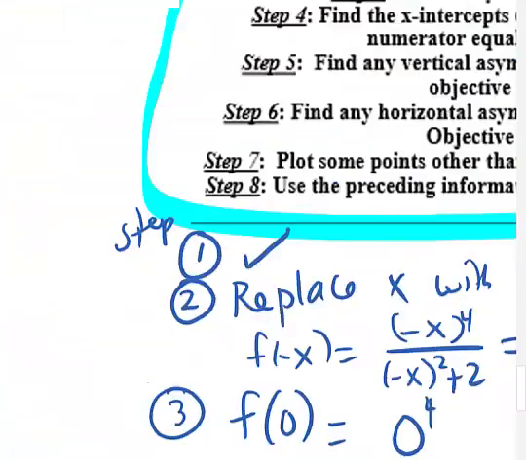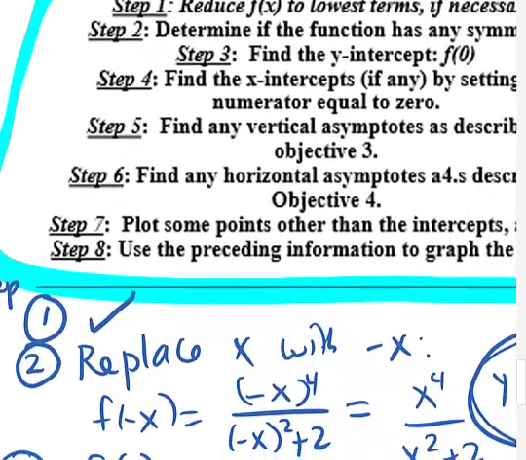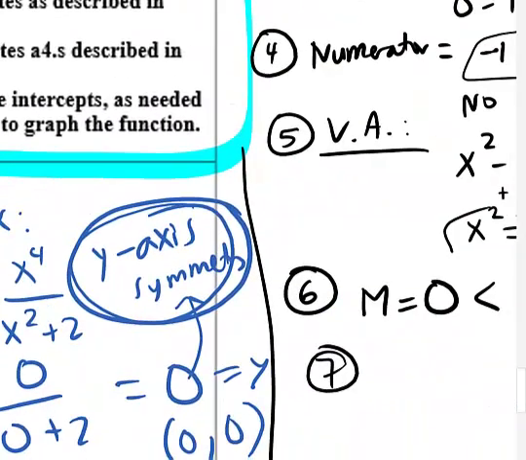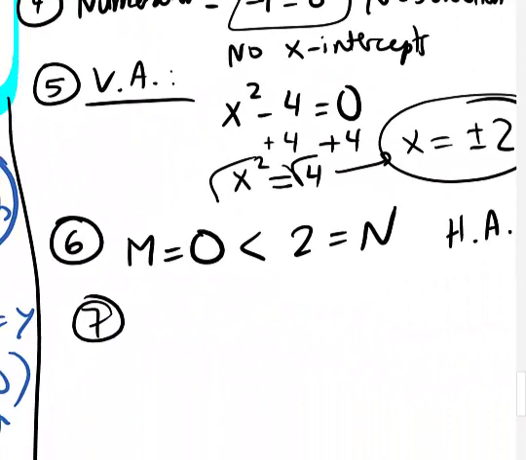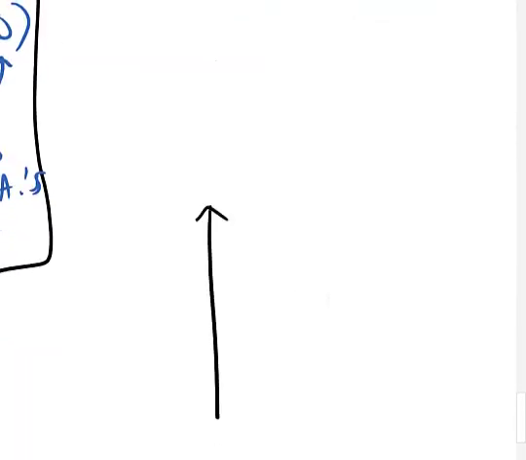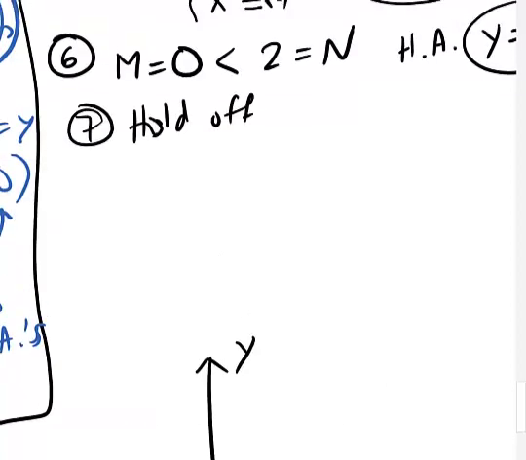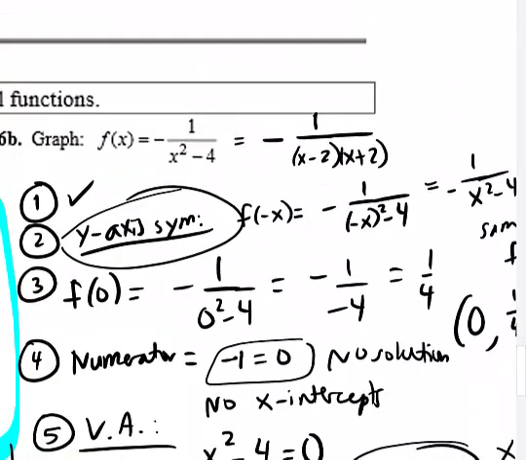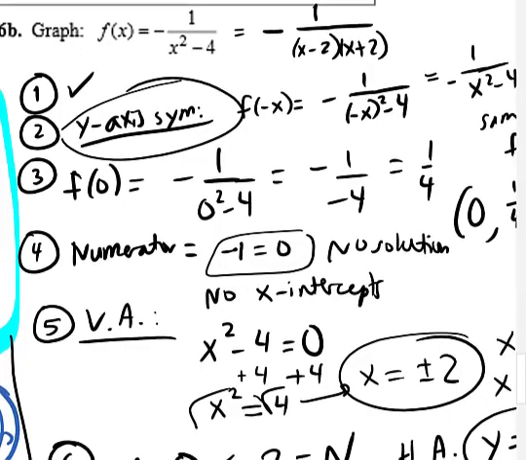And then step 7 was you want to plot some points other than the intercepts as needed. Sometimes you can hold off on that step until you've plotted everything you have on your axis. I forgot to put a little axis here, but that's okay, we can make our own, huh? So what do I know so far? I know that it has y-axis symmetry. I'll use that later.